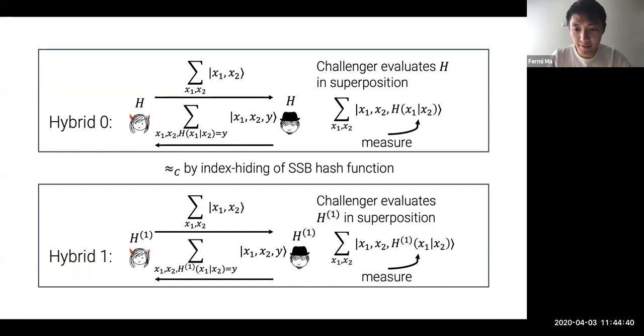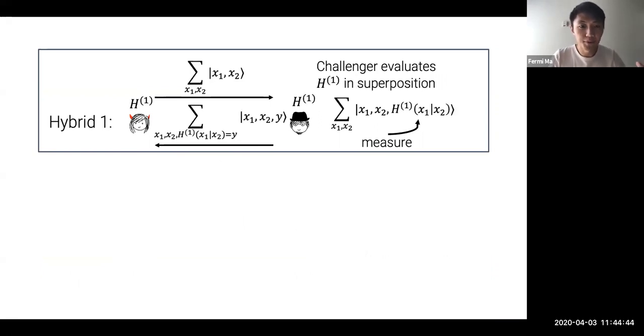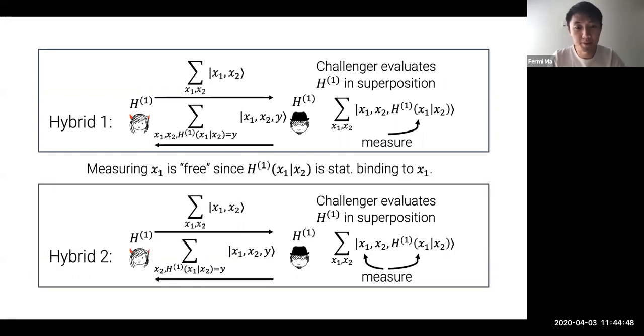So that's immediate. Now we've switched to this h1, so the hash function is binding on the first block, and that means that we can measure x1 for free. Because we've measured h1 of x1 concatenated with x2, the x1 register is uniquely determined, because this is statistically binding. What we've measured already fixes x1. That's what statistically binding means. So I can measure the x1 register for free. Hybrid 1 and hybrid 2 are statistically indistinguishable because of the statistical binding. Because x1 was fixed anyway, this measurement doesn't do anything. And that's basically the whole idea.